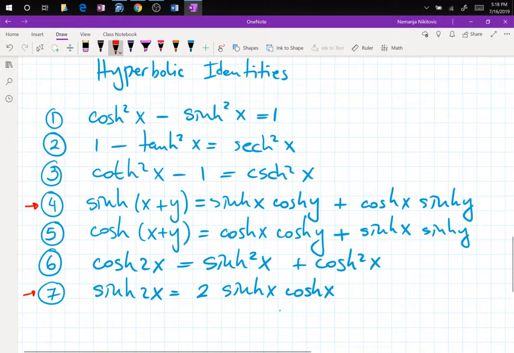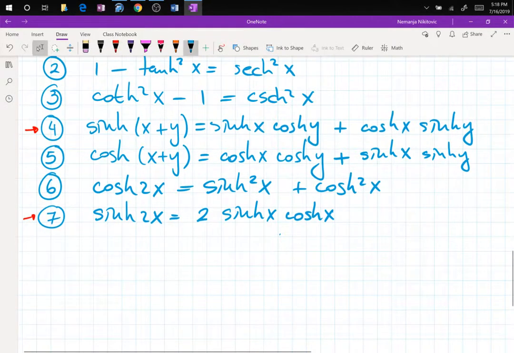8 and 9 are extremely important formulas, the power reducing formulas. Remember that you have sine squared and cosine squared power reducing formulas, and if you don't know them, you can't integrate. Well, now you have the hyperbolic versions. The good news is they're very close. They're not the same, but the good news is just swap the numerator and you've got it.